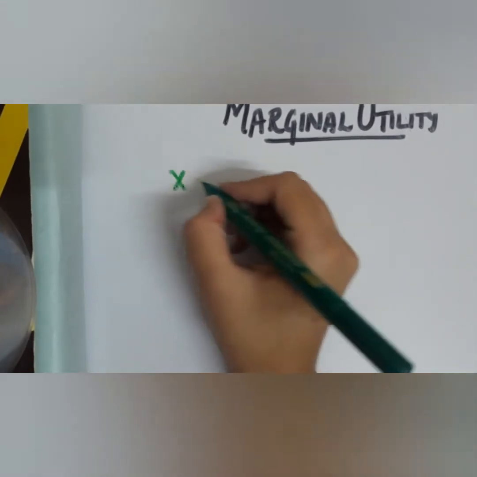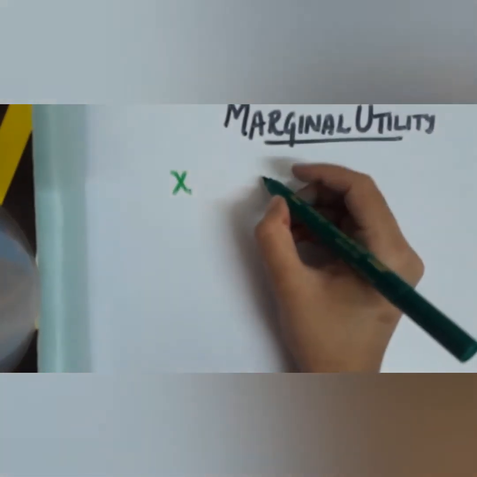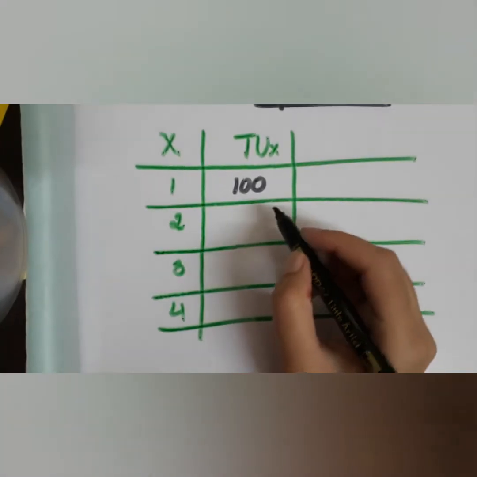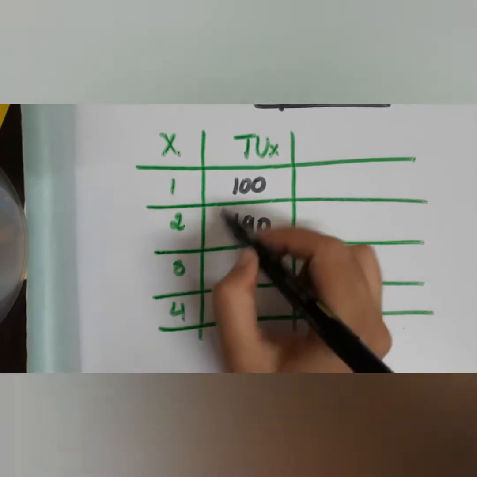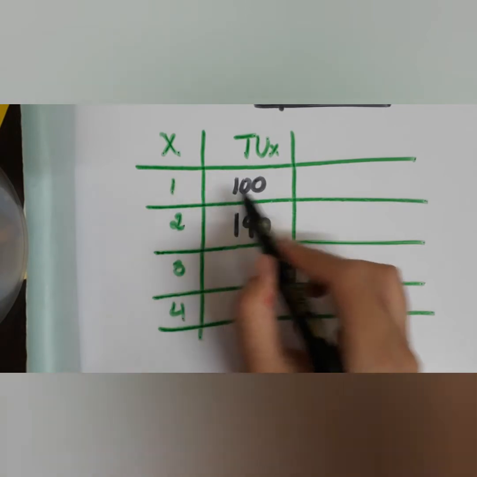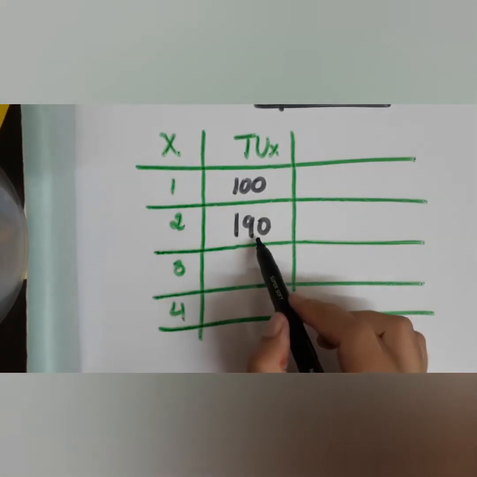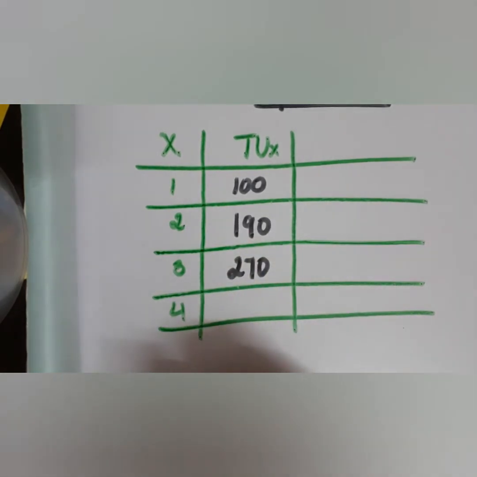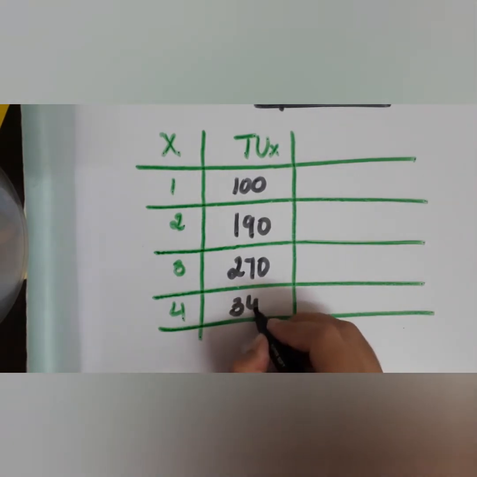In this I'll be taking the units. Next I'll be taking your total utility of x. Total utility means the first one is 100, the next I am taking is 190. This is added up. Okay, both these are added. Then by consuming the first we get total utility of 100, by consuming the first and second we get total utility of 190, and by consuming the third one we get total utility of 270, and next is your 340.